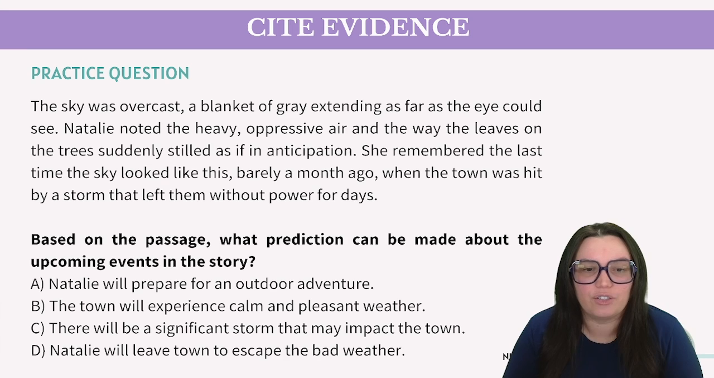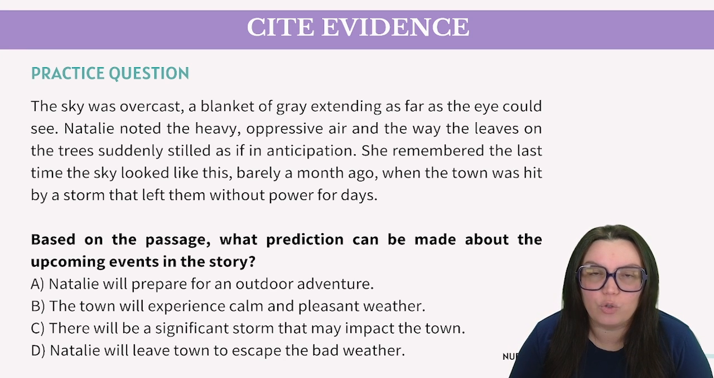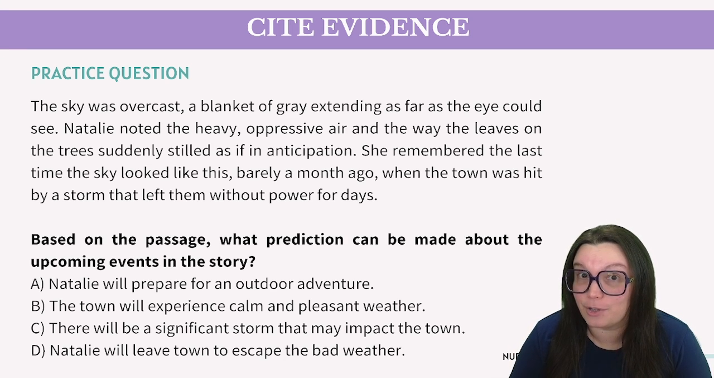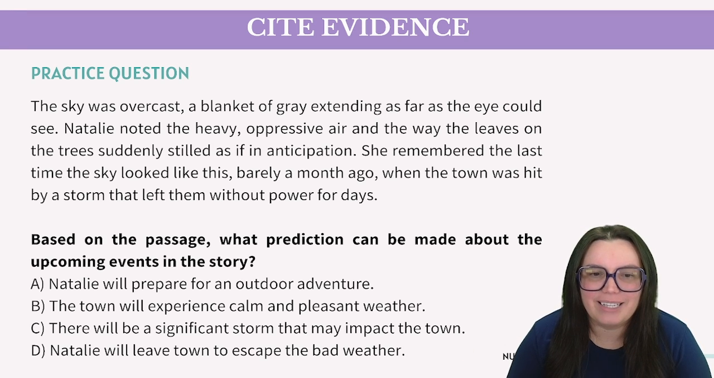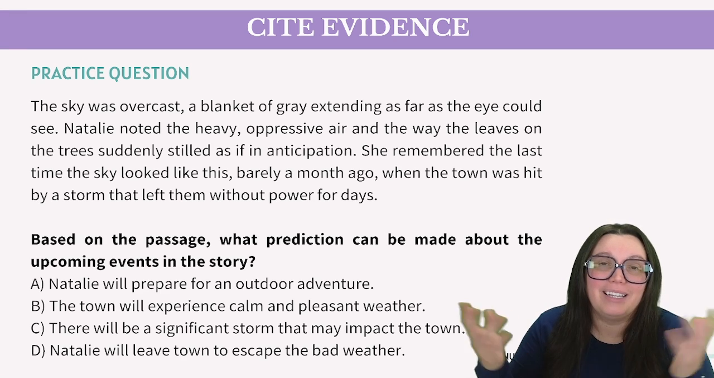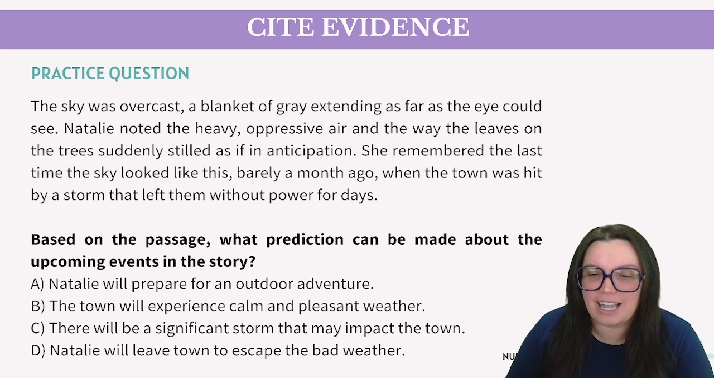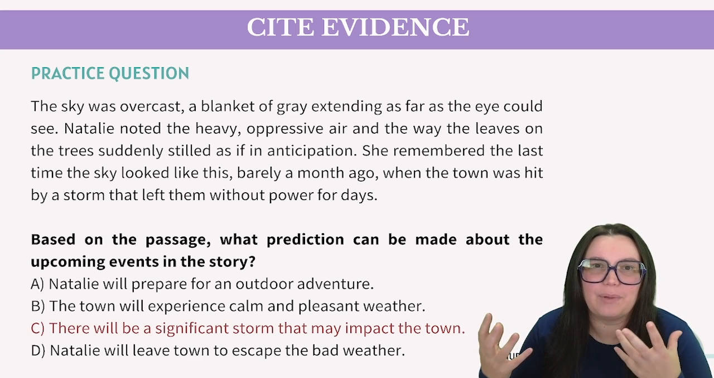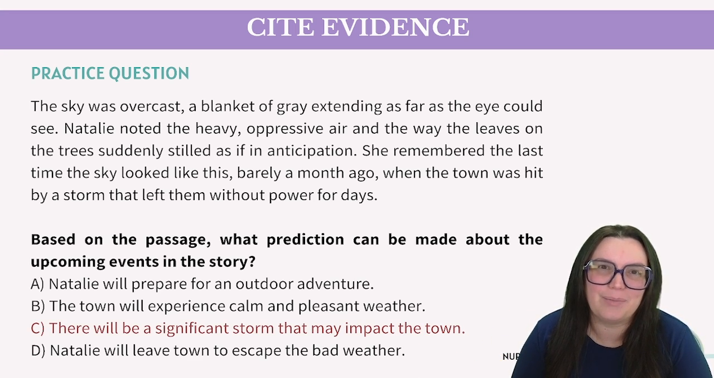So our potential answers are: A, Natalie prepares for an outdoor adventure. Well, that's probably not going to happen if it's looking very ominous outside, right? B, the town will experience calm and pleasant weather. Well, based on the way that she describes what's happening, that's probably not going to be the correct answer. C, there will be a significant storm that may impact the town. Well, based on what she said, based on past experience, it sounds like that could potentially be the answer, but let's move on. D, Natalie will leave town to escape the bad weather. Well, it doesn't really mention anything about her leaving town to escape this weather, so out of all of the options that we have available to us, C is going to be the most correct answer.